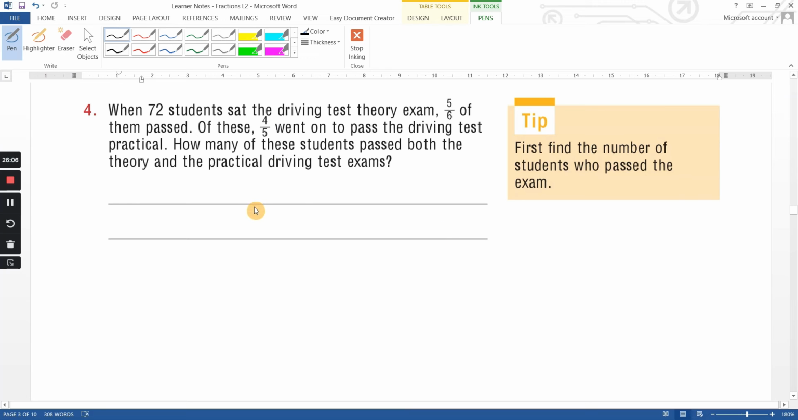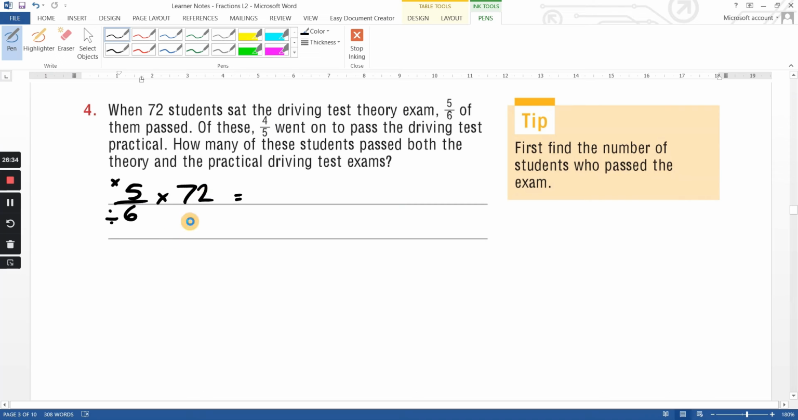Just like in real life, you have to do the theory test first, pass that, then you go on to do the practical, of course. So you can't do the practical without passing the theory. So let's work out who passed the theory first. 5/6 of them passed, so 5/6 of 72. So I'll need to divide by 6, multiply by 5.